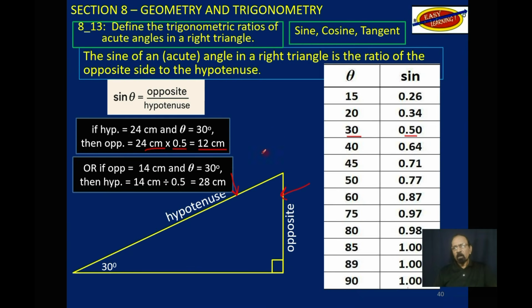Or conversely, if the opposite is 14 centimeters at the same 30 degrees, then the hypotenuse would be 14 divided by 0.5, which would give us 28 centimeters. The hypotenuse will be twice the opposite, or the opposite will be half of the hypotenuse. Now, this is what the sine of an angle means: the ratio of the opposite to the hypotenuse.